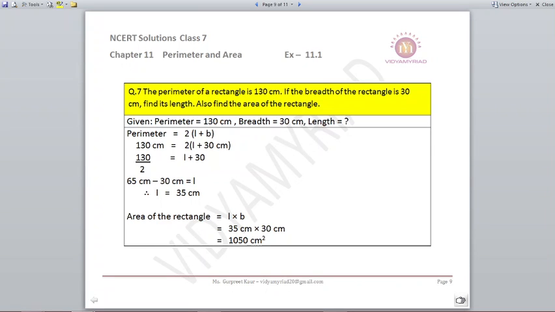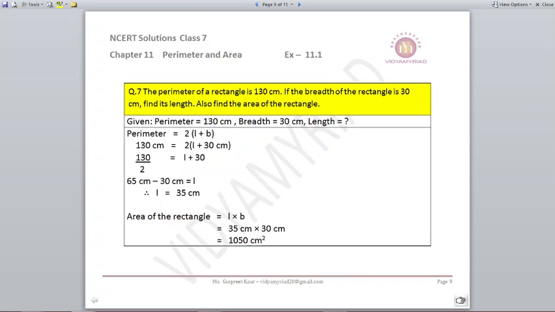Question number 7. The perimeter of a rectangle is 130 centimeters. If the breadth of the rectangle is 30 centimeters, find its length. Also find the area of the rectangle. So let us first write down what is given to us. We are given the perimeter, we are given the breadth, we don't know the length, so I put a question mark there. So the perimeter of a rectangle is equal to 2 into (length plus breadth).